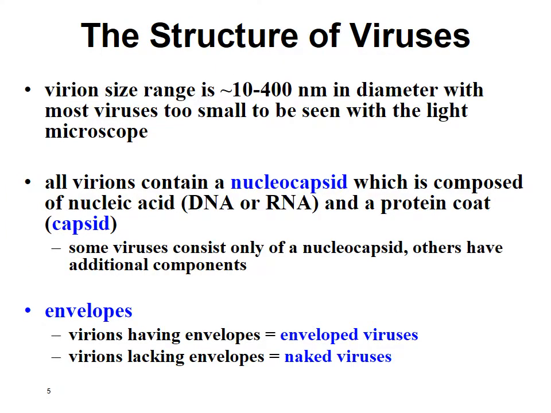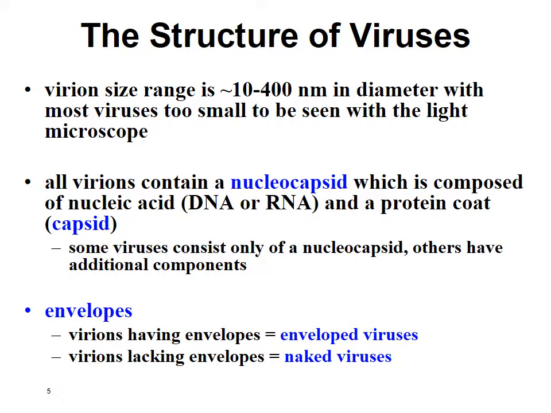Virions range in size from about 10 to 400 nanometers in diameter. The smallest viruses are a little larger than cell ribosomes, whereas the pox viruses are about the same size as the smallest bacteria and can be seen in the light microscope. Most viruses, however, are too small to be visible using a standard light microscope and have to be viewed using a scanning or transmission electron microscope.